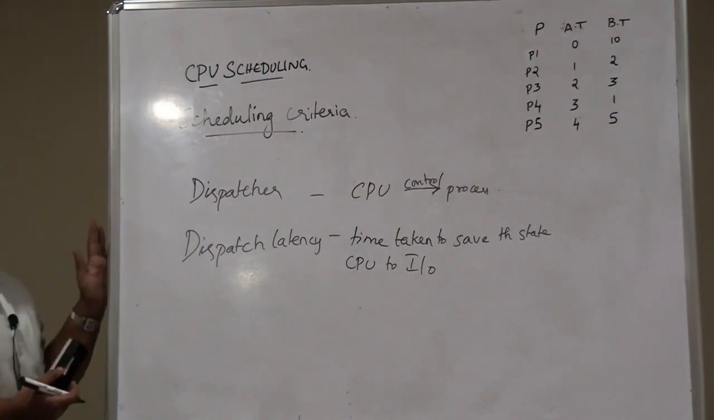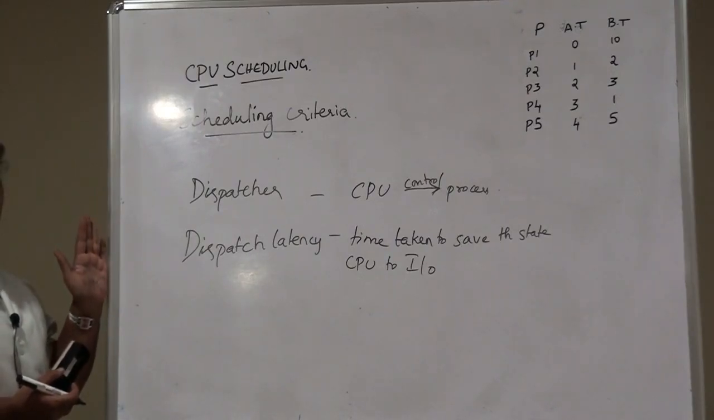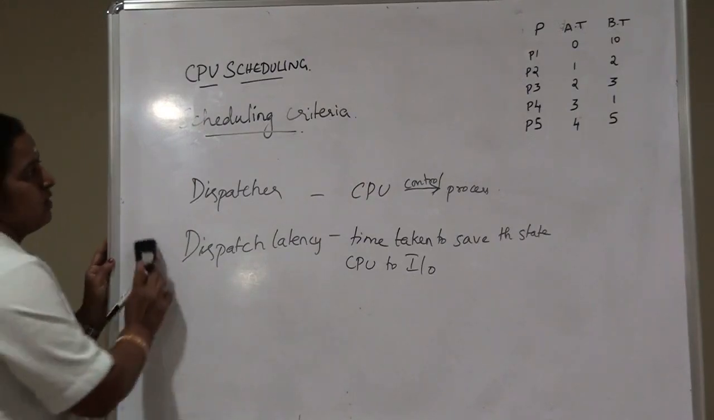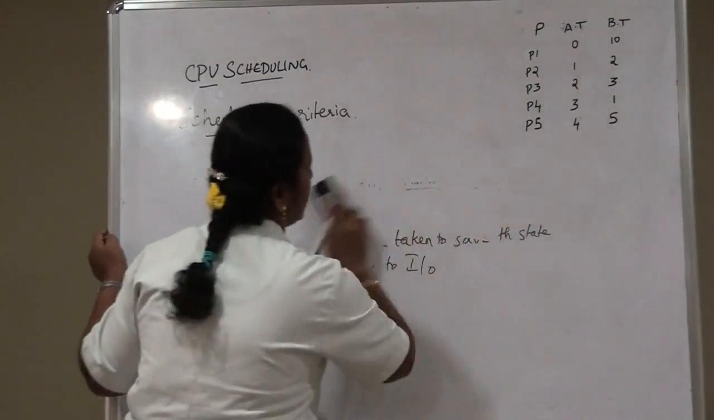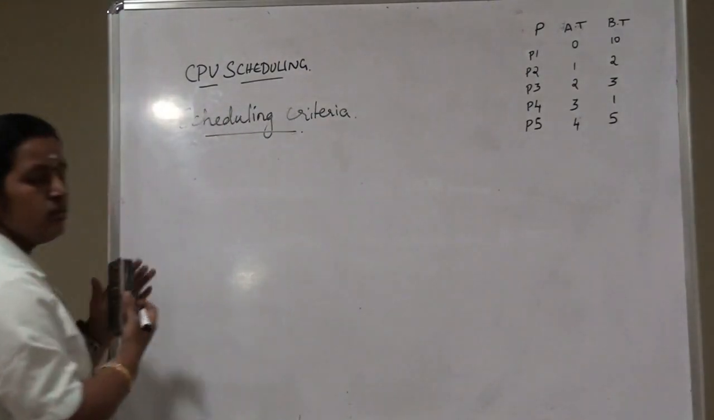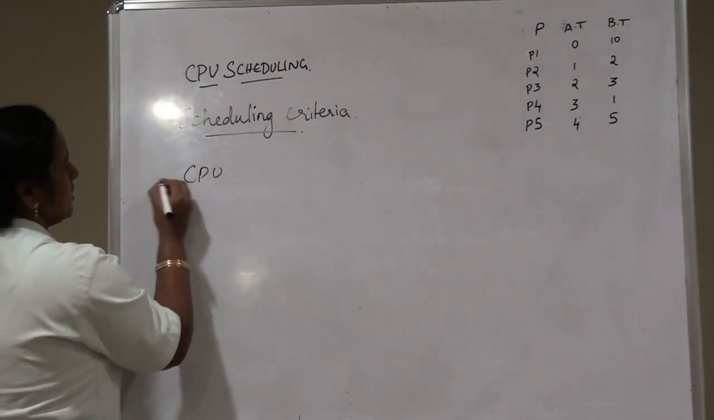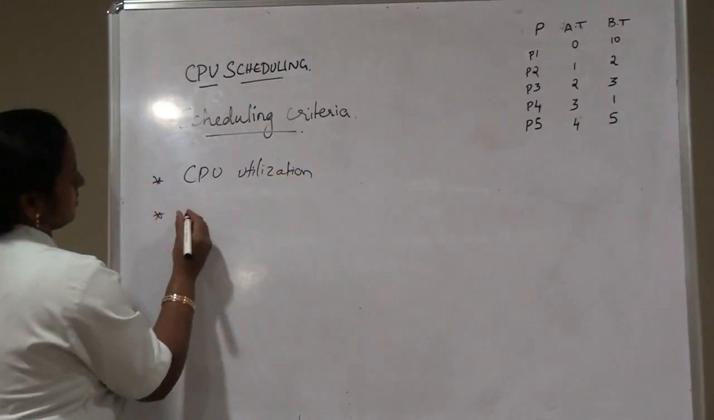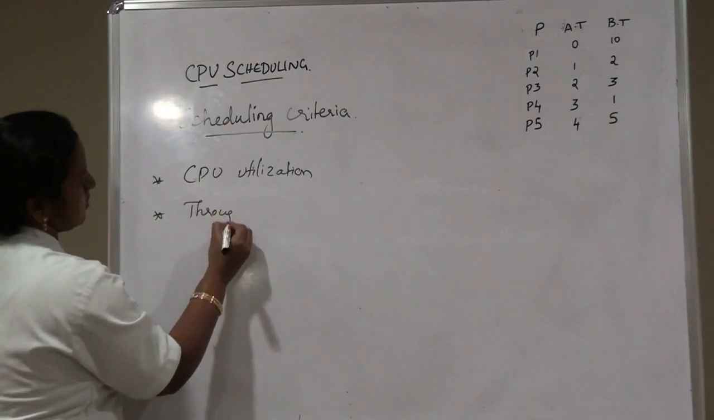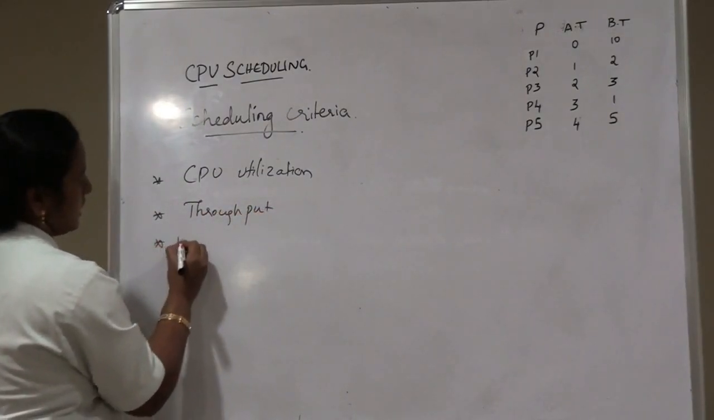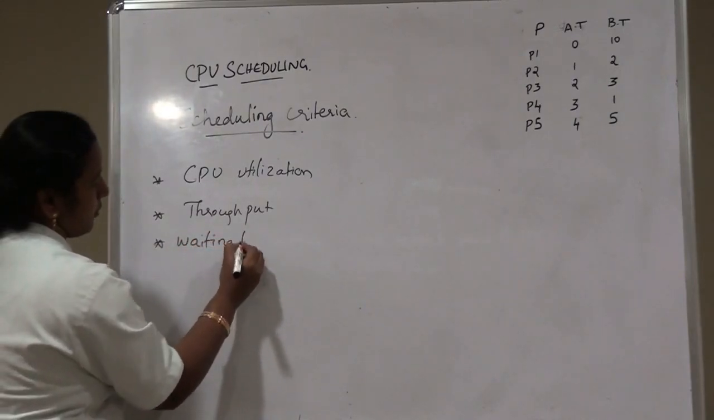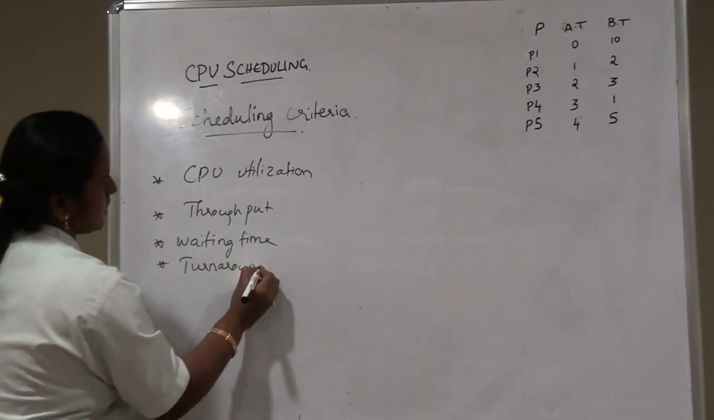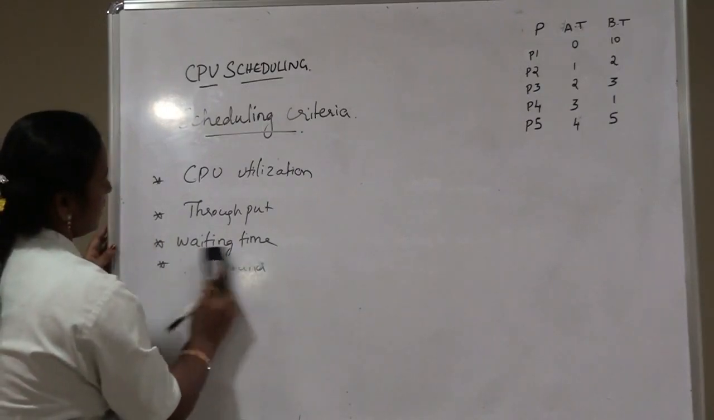So in the dispatcher and dispatch latency, the switchover between the CPU and the IO device takes place. Apart from this, the main criteria in the scheduling algorithms we are going to see are, first, CPU utilization. Next, throughput. Next, waiting time, and next, response time.